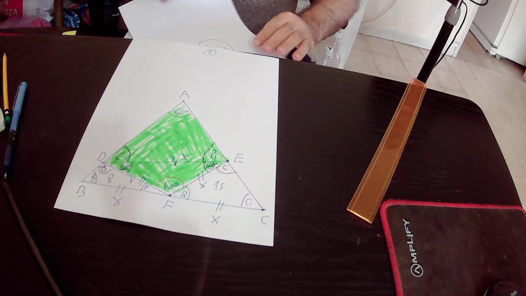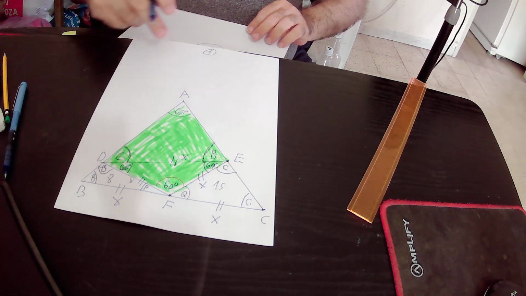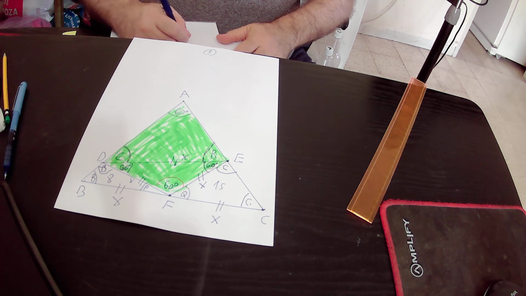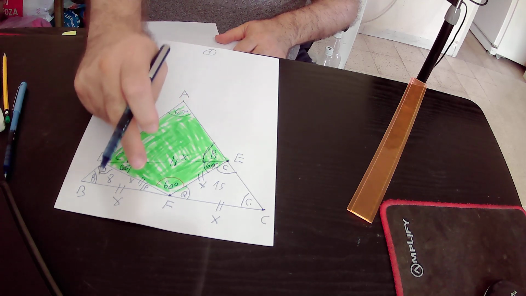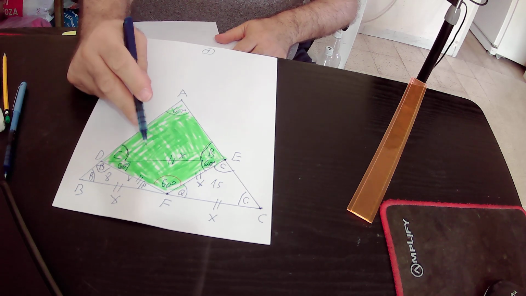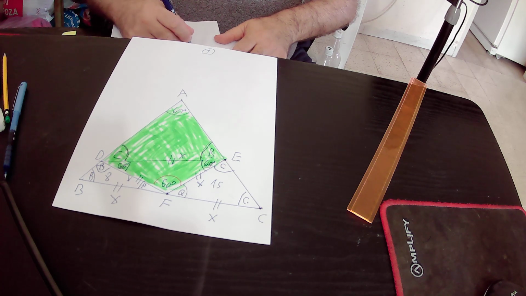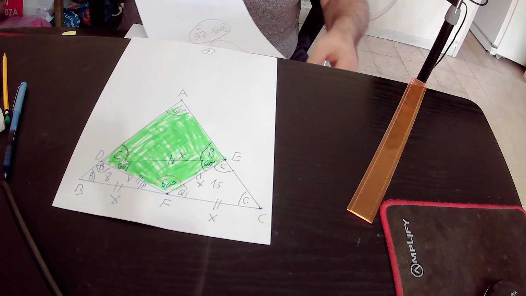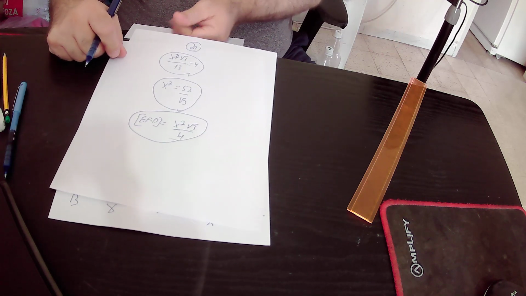In the next step, we will calculate the area of the equilateral triangle, triangle EFD. The area of triangle EFD will be equal to x times x, that is x squared, times sine 60 degrees, that is root 3 over 2, all divided by 2, which is root 3 over 4. So we found out that the area of the equilateral triangle EFD equals x squared times root 3 over 4.